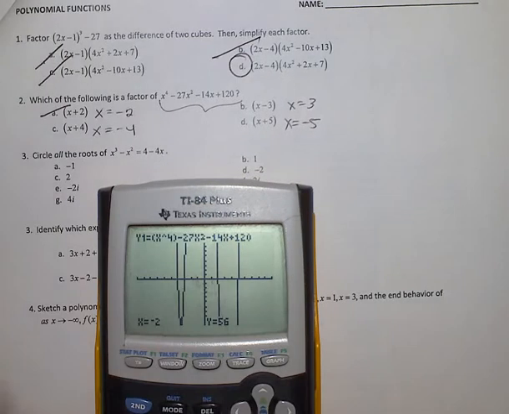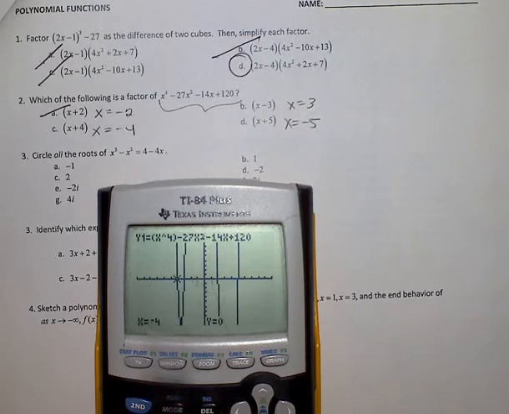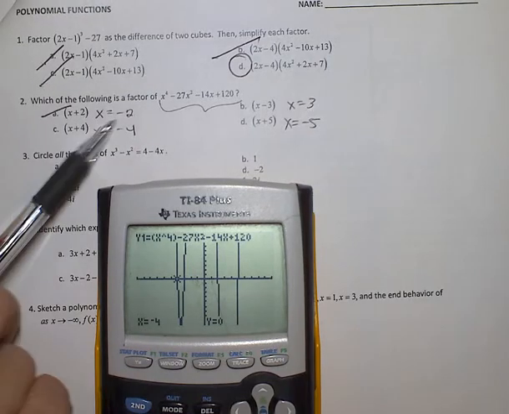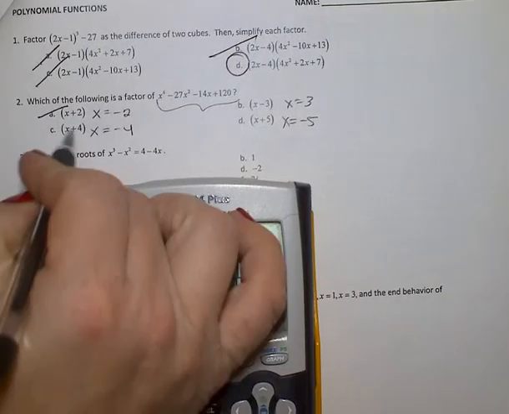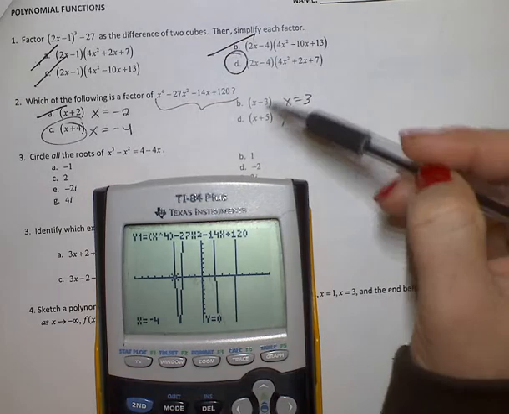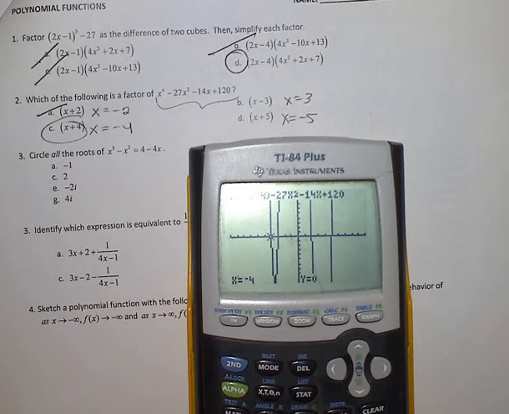Let's check -4. Second trace value, is -4 an x-intercept? It is. -4 is an x-intercept, which means x plus 4 is a factor. Problem done. Now, be careful. If the wording said select all of the factors, then you'd have to continue checking the others. Okay? Do second plus 7, 1, 2.